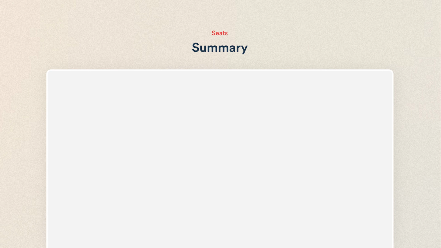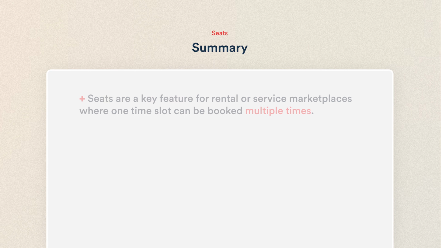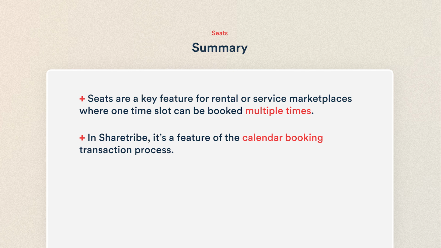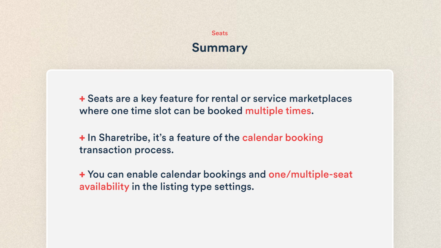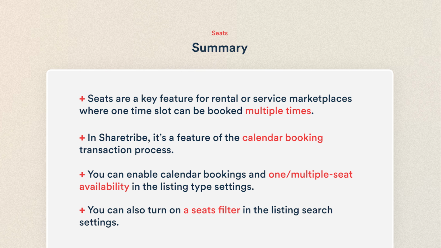Finally, let's summarize what we learned. Seats are a key feature for rental or service marketplaces where one time slot, such as an hour, day, or a night, can be booked multiple times. In Sharetribe, it's a feature of the calendar booking transaction process. You can enable this transaction process and one or multiple seat availability in the listing type settings. You can also turn on a seats filter in the listing search settings.